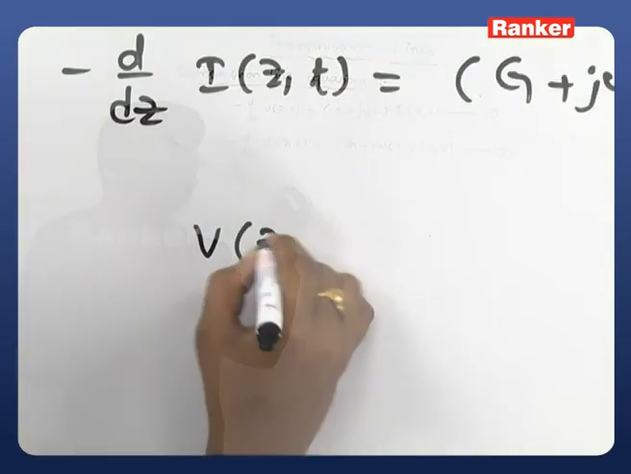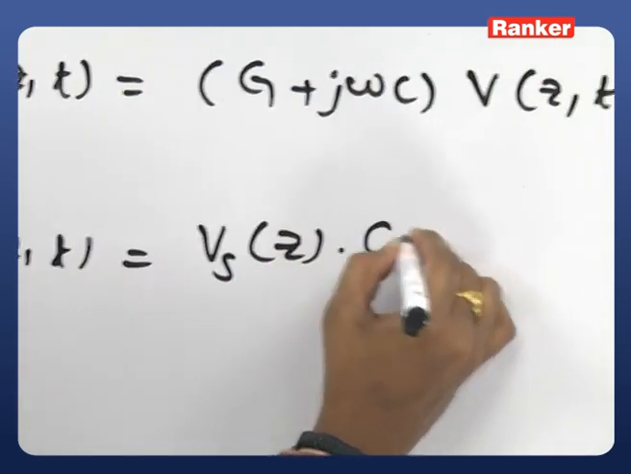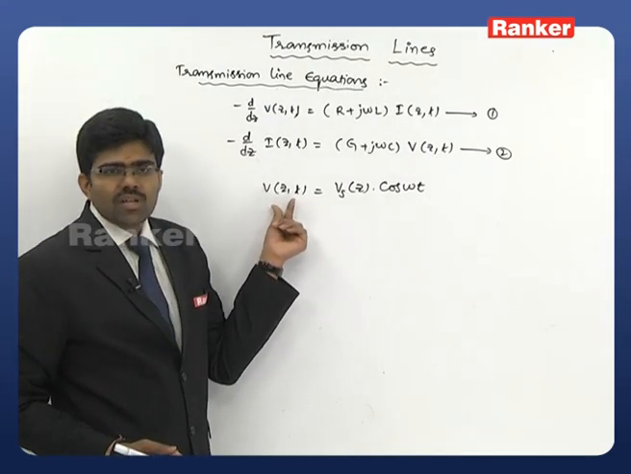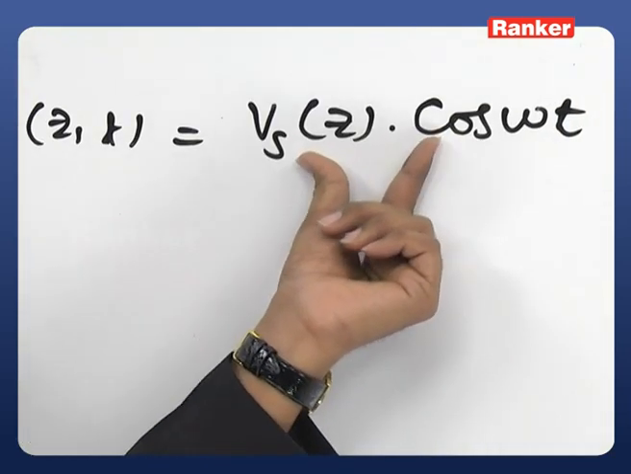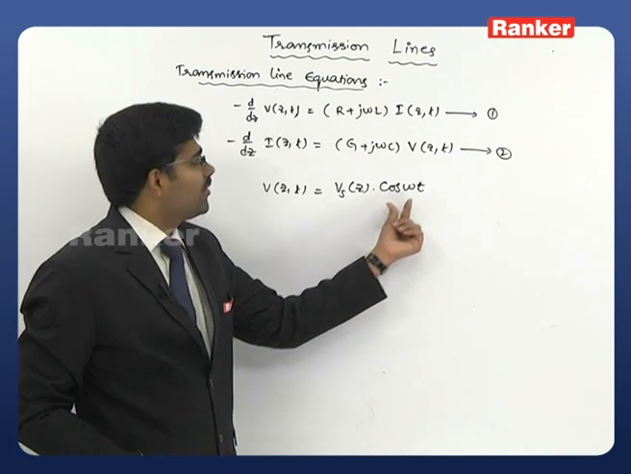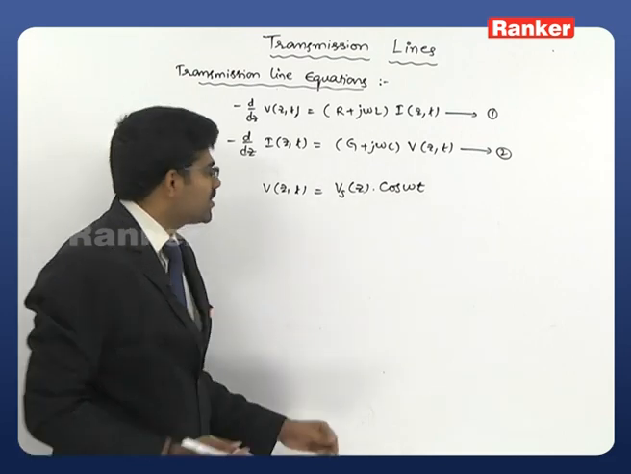Let us take v of z comma t is equal to some Vs of z into cos omega t. Clearly this is a function of distance as well as time, and if we want, we can suppress this time domain, but not in this simple way, where you just ignore this cos omega t. Not like that. For that some mathematical procedure is there.